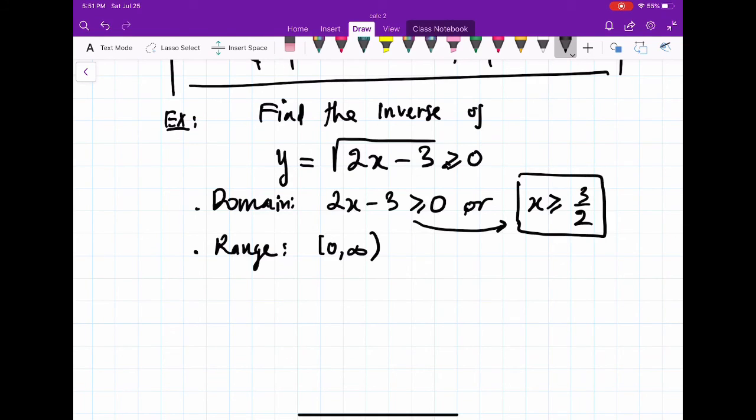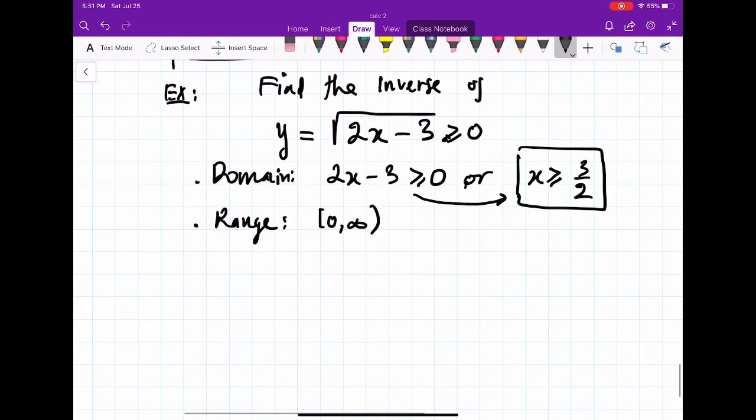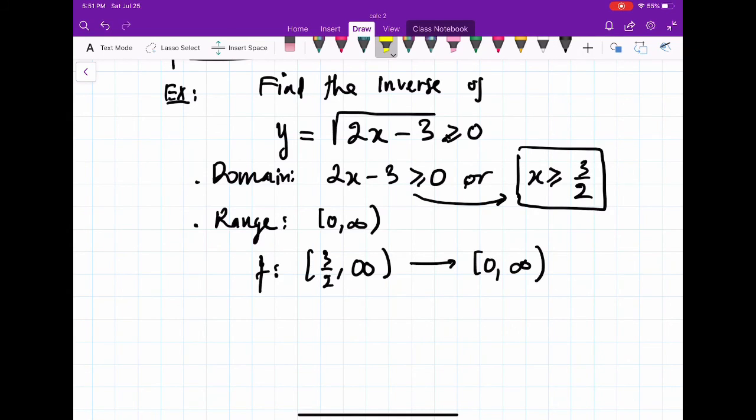So strictly, we want to consider the function f from where to where? From 3 over 2 to infinity, to 0 to infinity. We need to state this because, as we have seen in the previous example, if we don't state the domain and the range, the function may not have the inverse. Okay, so now we are good. To find the inverse, we need to solve this equation with respect to x.